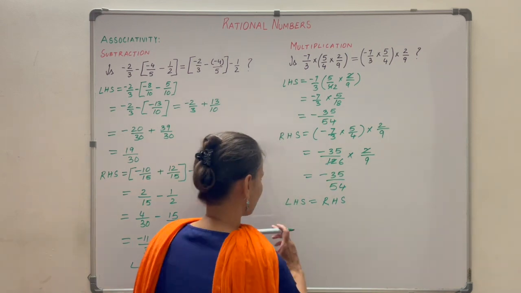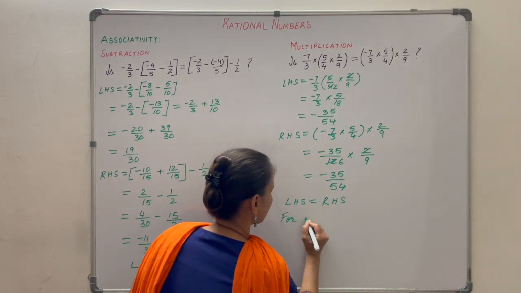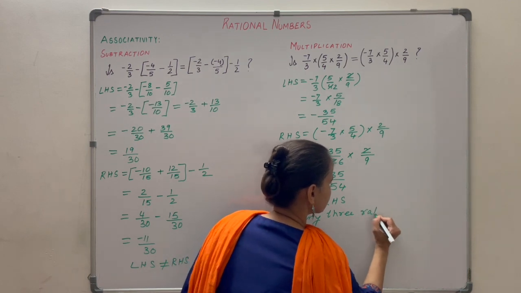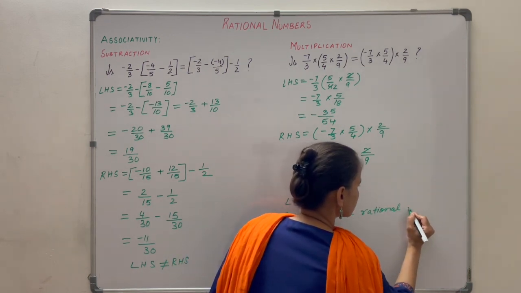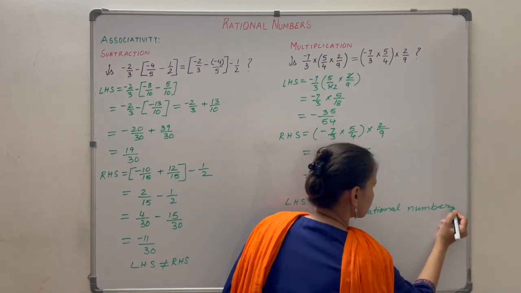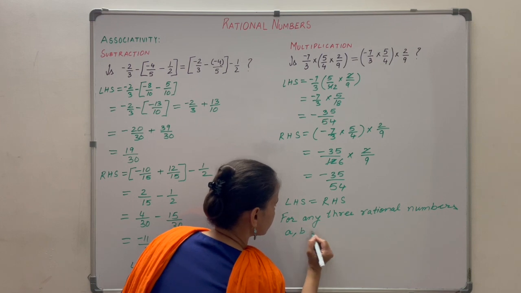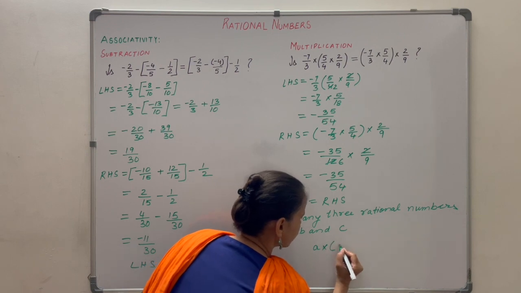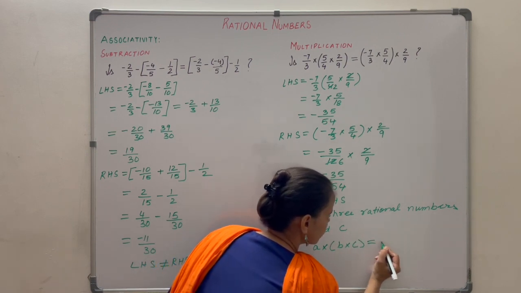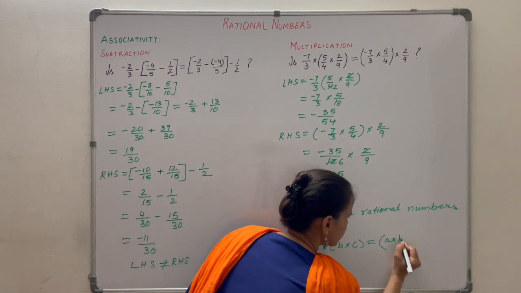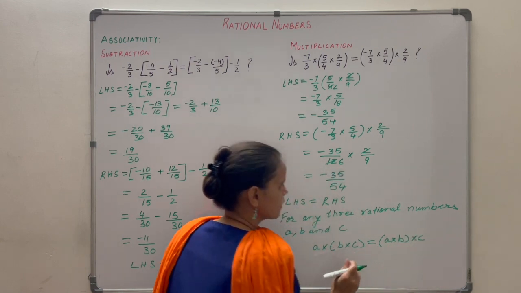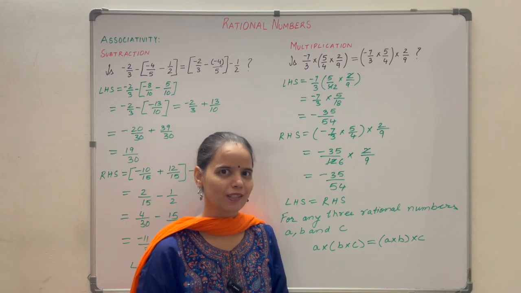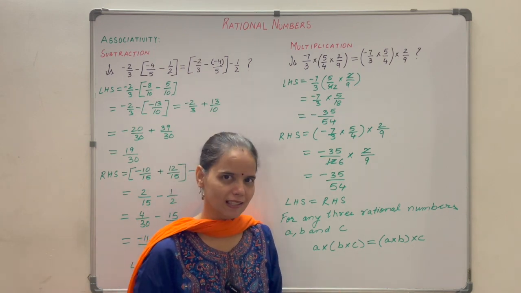Let us write it down. For any three rational numbers A, B and C, we have A into in brackets B into C is equal to in brackets A into B into C. So for any three rational numbers A, B and C, multiplication is associative. That means you can multiply A, B and C in any order.